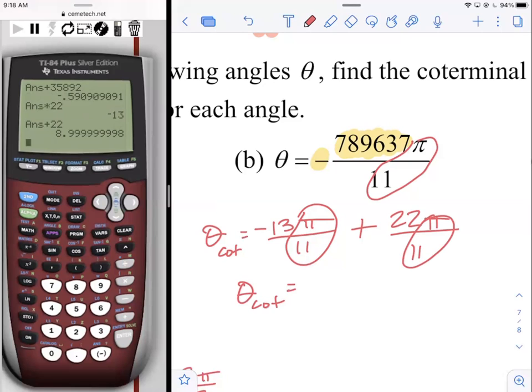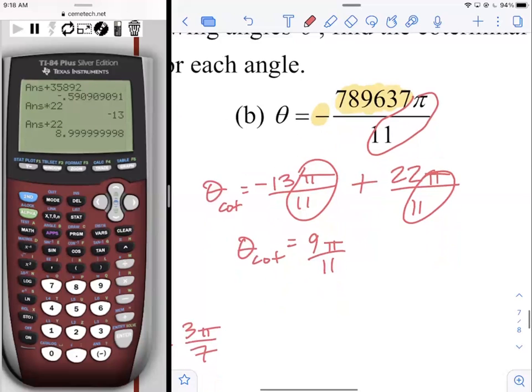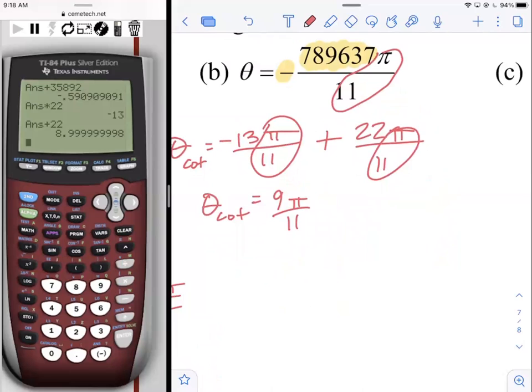The calculator's 8.999999 is its way of saying what? It's 9 pi elevenths. There you go. So that is the coterminal angle now. That's between 0 and 2 pi. We just added one more rotation to it, which, since we're working with coefficients, was 22. Now that we have the coterminal angle between 0 and 2 pi, we know it is because 9 is, again, between 0 and 22, right?